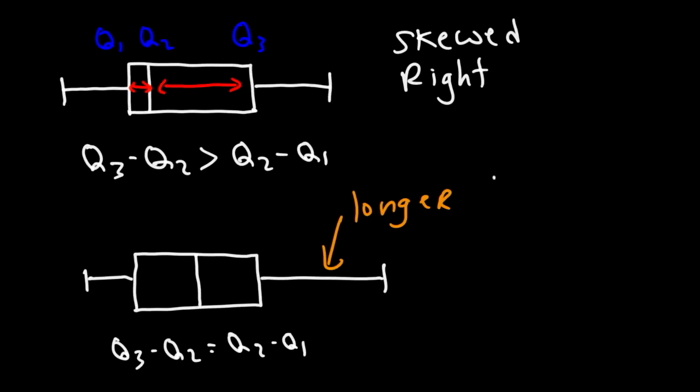Now sometimes you can have a combination of the two. So the box on the right will be longer than the box on the left, and at the same time, the whisker on the right could be longer than the whisker on the left. So this is another example in which the data is skewed to the right.